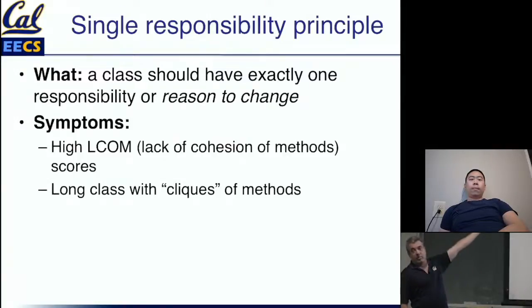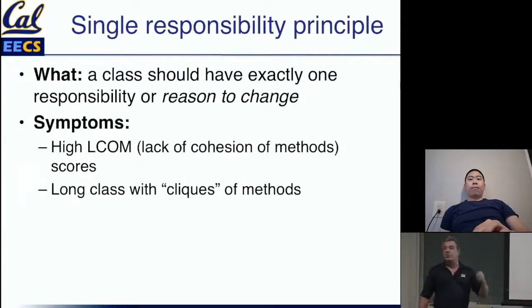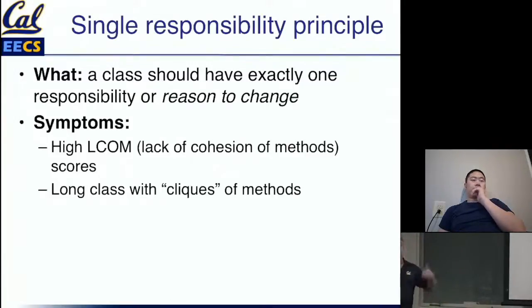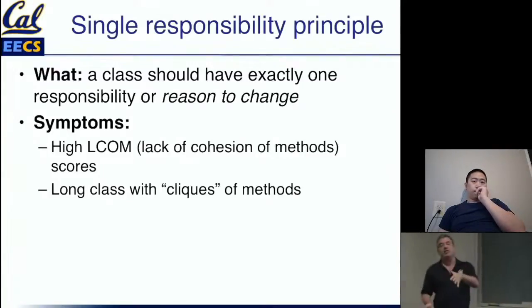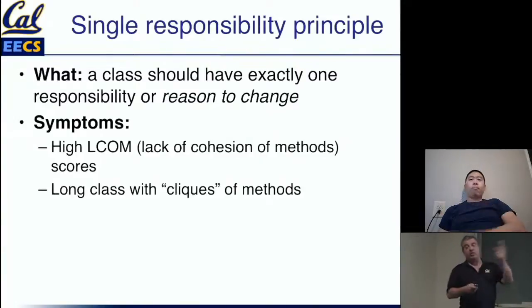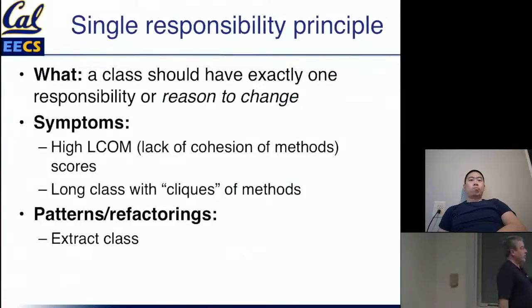How do you know if you might have this problem? If you have a high LCOM score, or quite simply, if you have a long class. If that class file .rb includes a couple of hundred lines, it's very hard to argue that it's really only doing one thing unless that one thing is really complicated. And in particular, sometimes you can visually identify groups of methods within a class that seem to rely on each other, but don't really have much of a connection to the rest of the class. So that's a good example of when you might be in trouble.